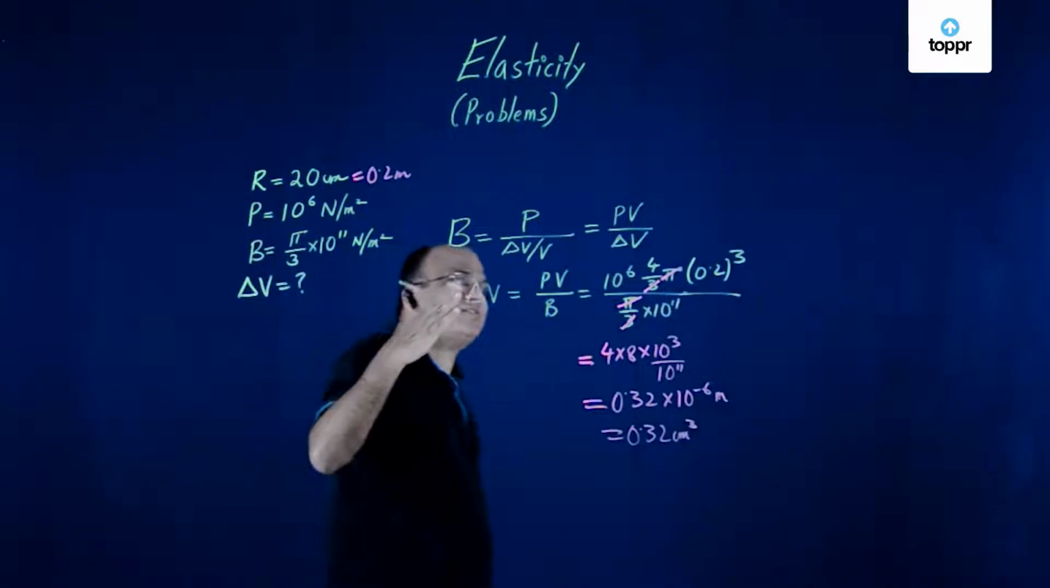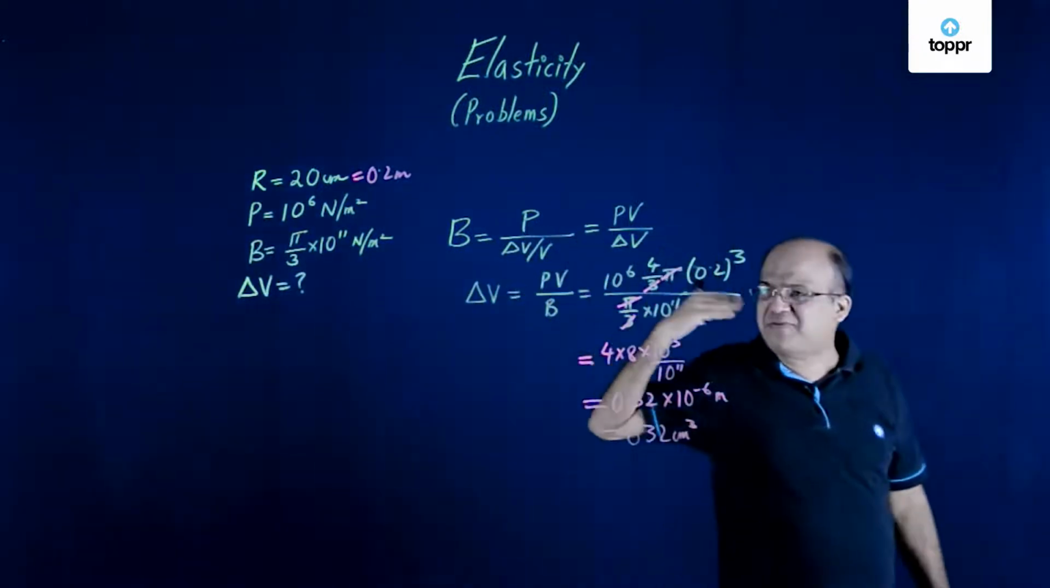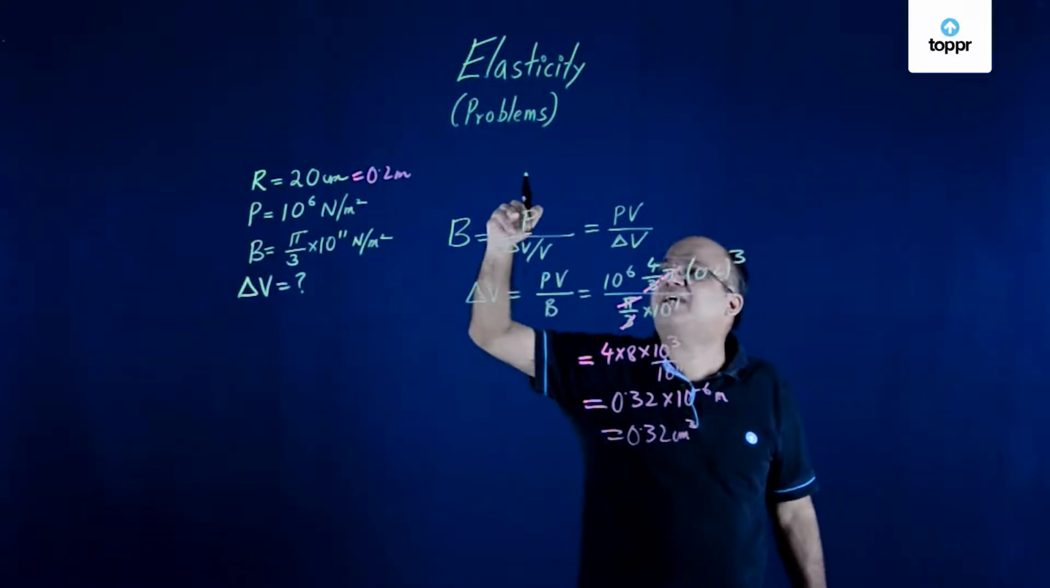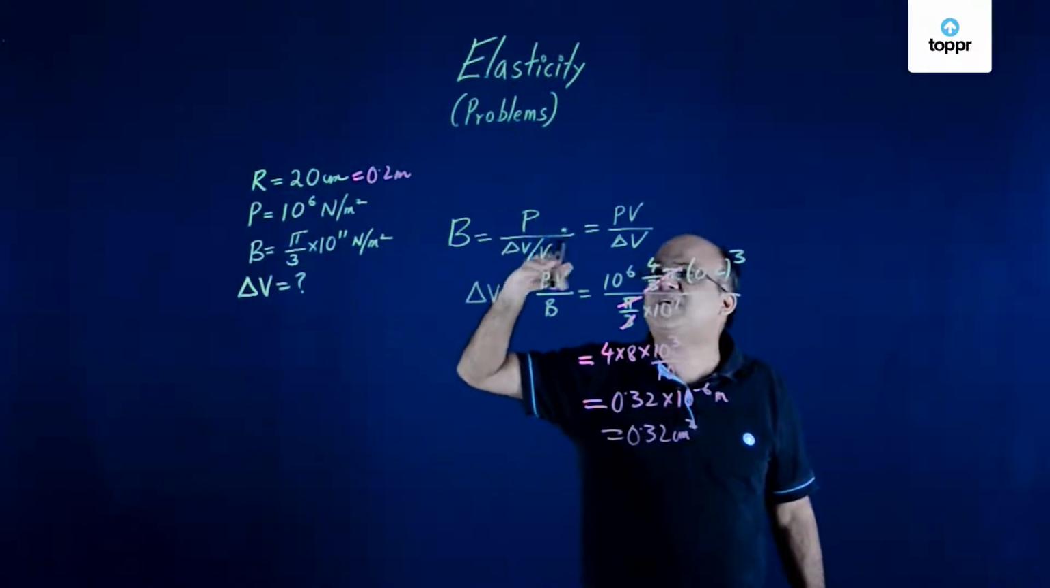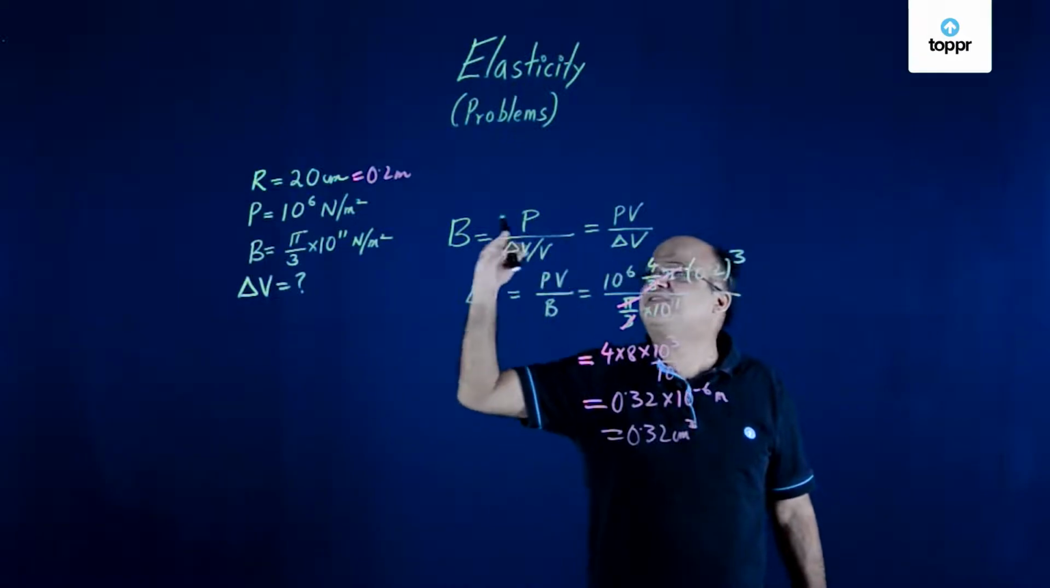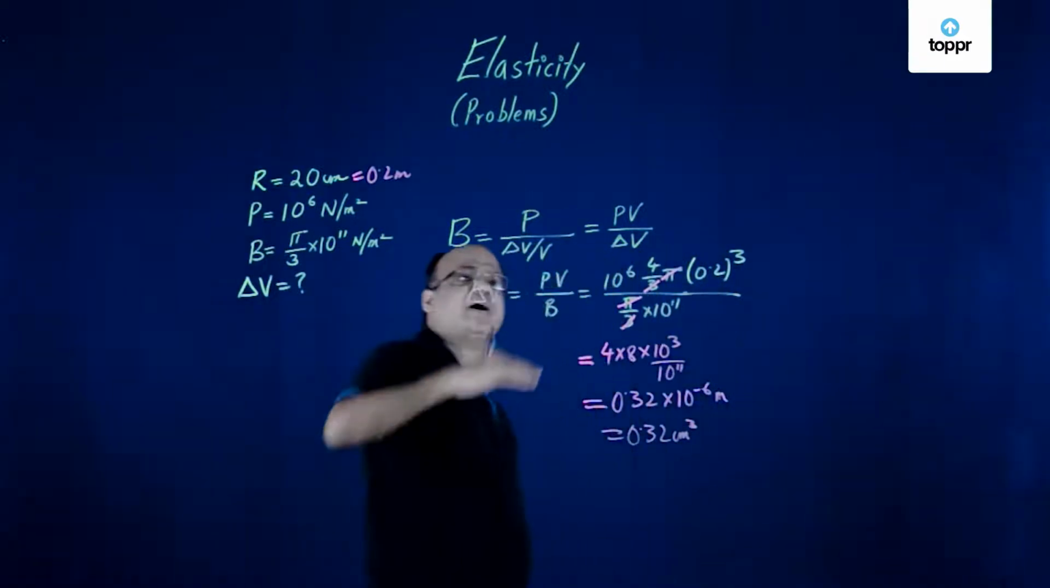So bulk modulus is P by delta V by V. Okay, if there is a change in pressure, then we write delta P here, otherwise you can write P here. So P divided by delta V by V. So P V by delta V, so delta V became P V by B.